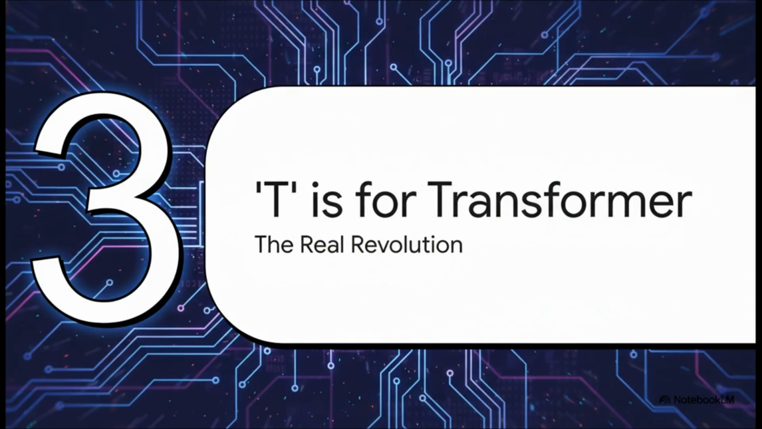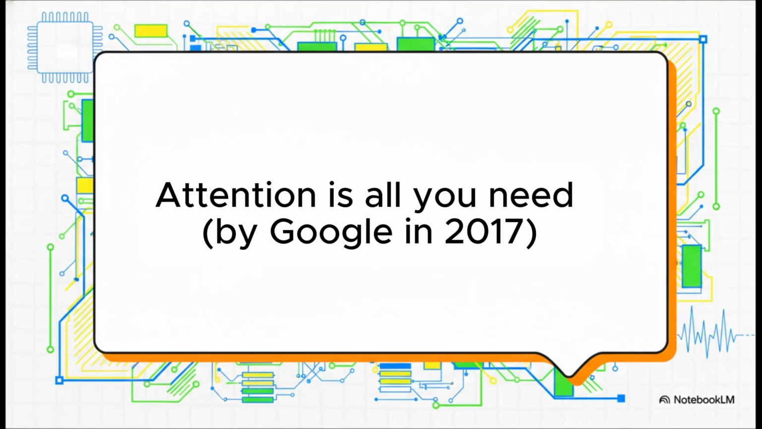T is for transformer. This is the real game changer. If G is what it does and P is how it learns, T is the architectural magic that makes the whole thing possible. The transformer was first introduced in this huge landmark paper back in 2017 by some researchers at Google. You gotta love the title, Attention Is All You Need.